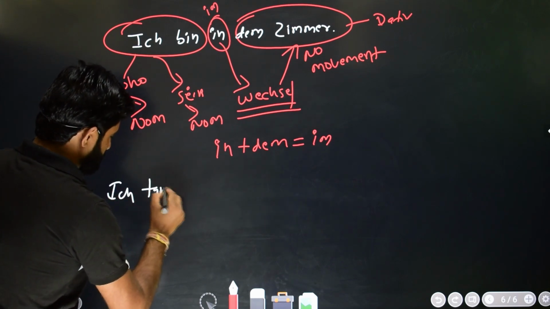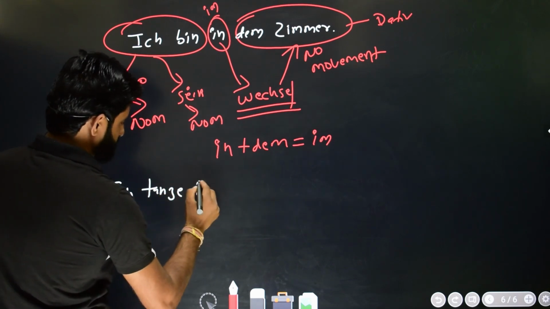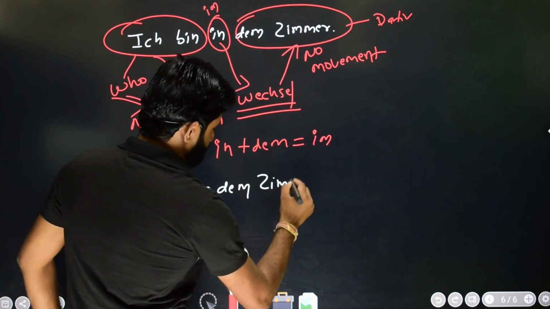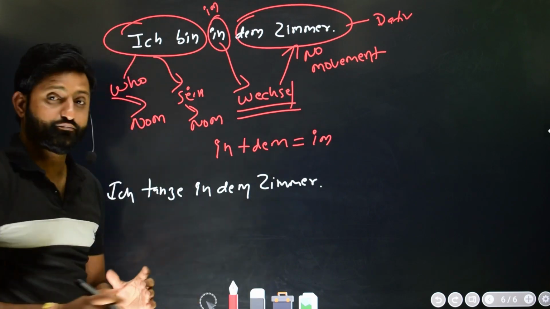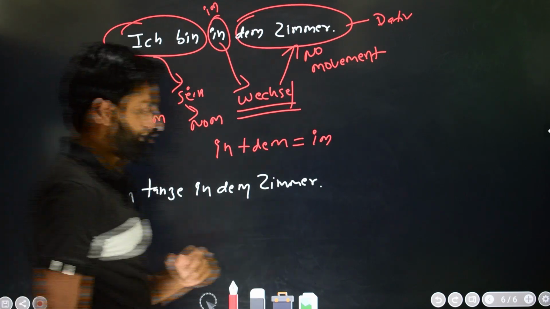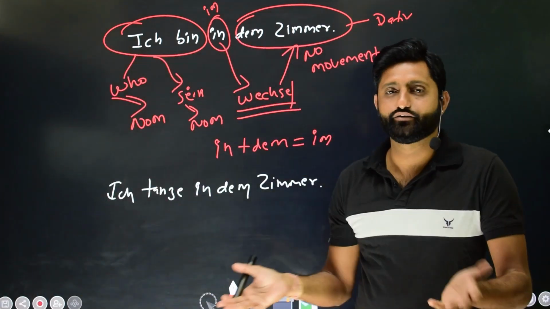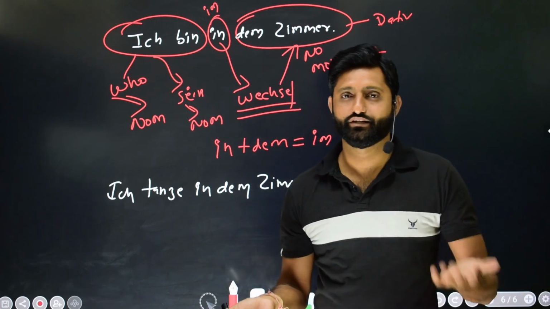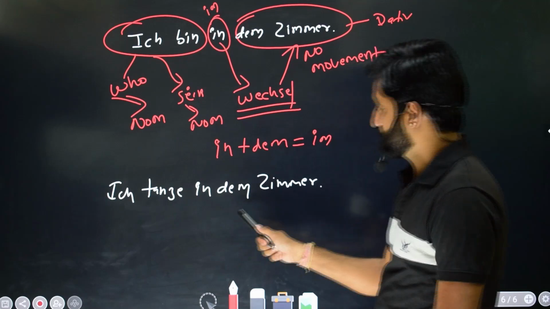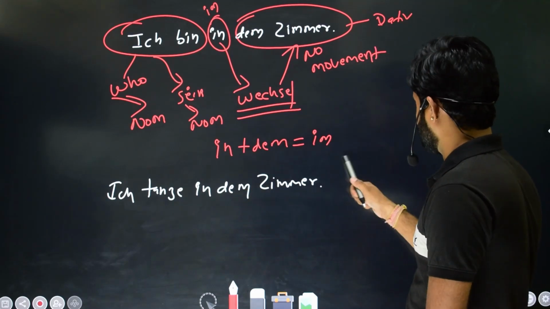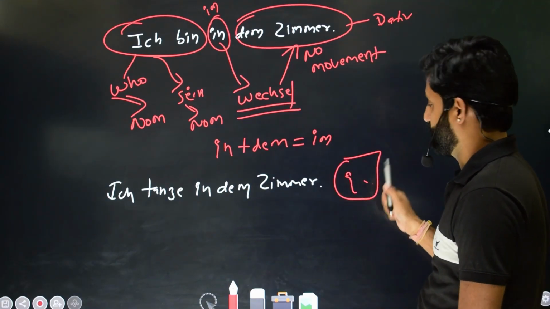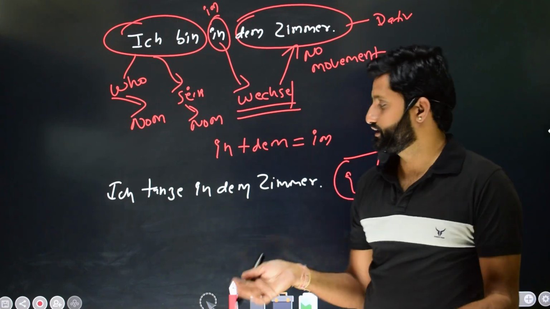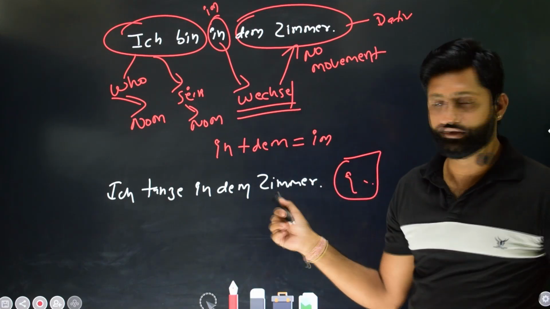Ich tanze in dem Zimmer. I am dancing in the room. But here you can see movement is there. How do you identify? We have already learned that if there is movement, accusative; no movement, dative. But here movement is there, but it is in a fixed area. Like this is a room and I'm dancing over here. So I am doing the movement, but I'm doing this in a fixed area. That is the reason this part will go in the dative.